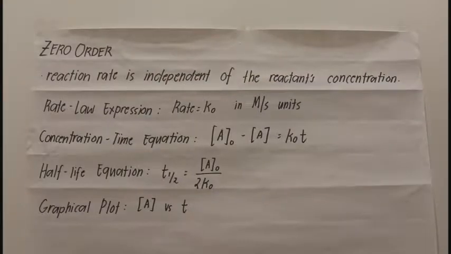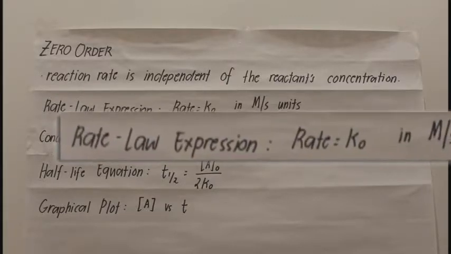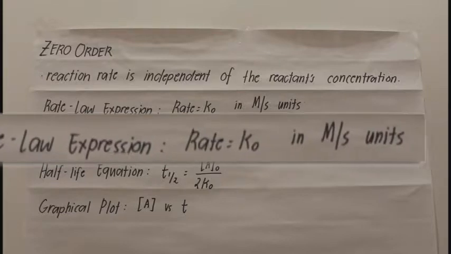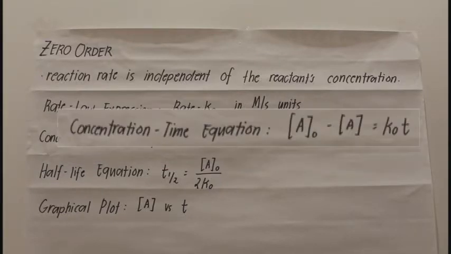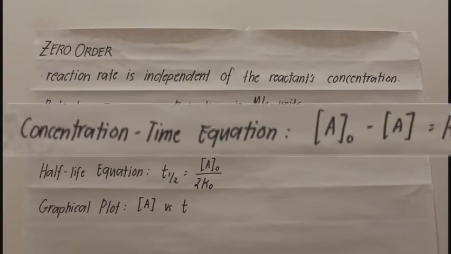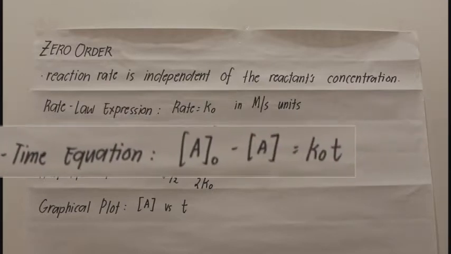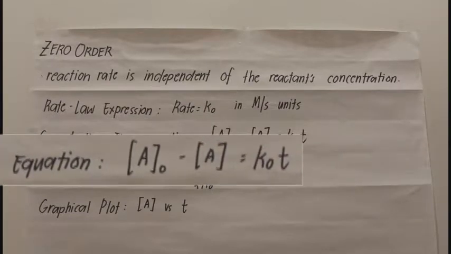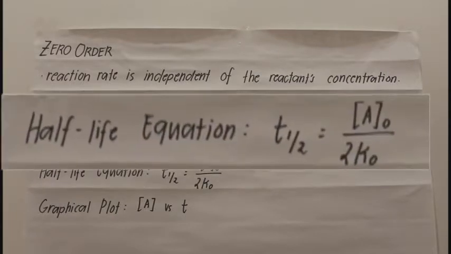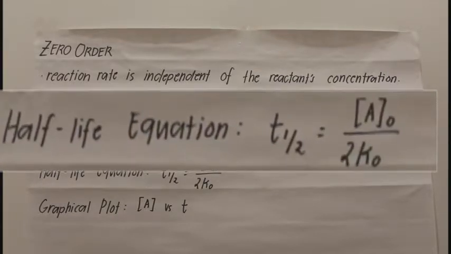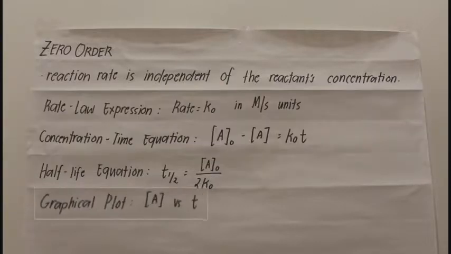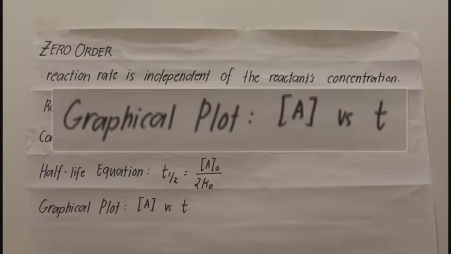First is the zero order. It is independent of the reactant's concentration. The rate law expression is where rate is equal to K sub 0 in meter per second units. The concentration-time equation is the initial concentration minus the concentration equal to K sub 0 multiplied by time. The half-life equation is equal to the initial concentration divided by 2 multiplied by the constant K sub 0. And for the graphical plot, we can see that the concentration of A is plotted relative to time.